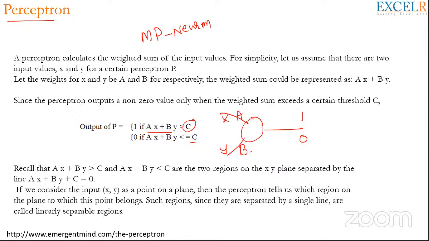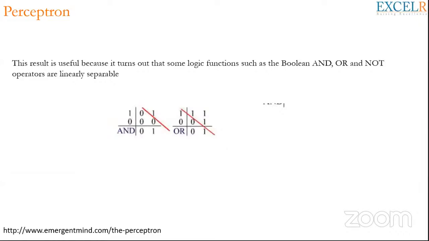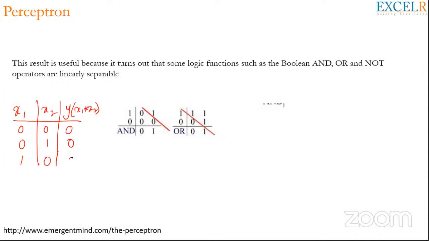Now, let us see whether this perceptron can solve some well-known problems like AND gate, OR gate, NOT gate. So what do you mean by AND gate? I have x1, x2. This is my y. Y is nothing but x1 into x2. So that is the AND gate. So 0, 0, y is 0; 0, 1, 0; 1, 0, 0; 1, 1, 1.